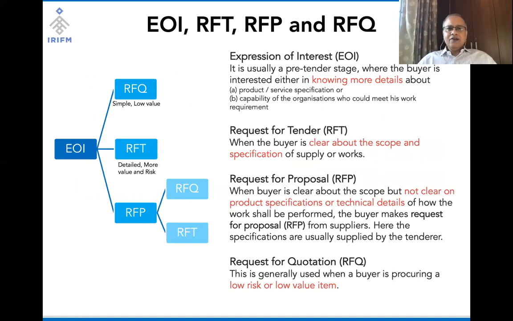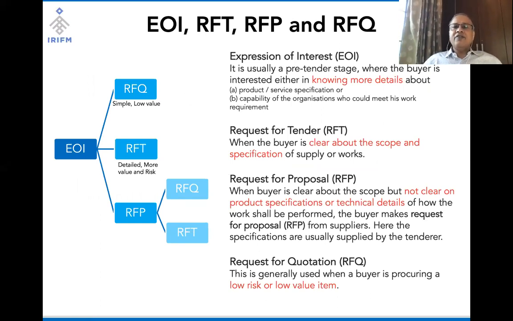Now, four terms often get used for invitation to tender. The first is expression of interest. The second is RFT, which is request for tender. Third is RFP, which is request for proposal. And fourth is RFQ, which is request for quotation. Each of these terms is different, and I'm going to explain the difference between each of them.